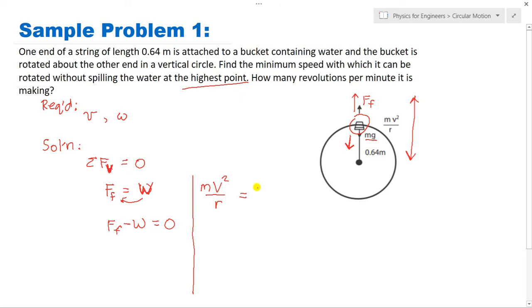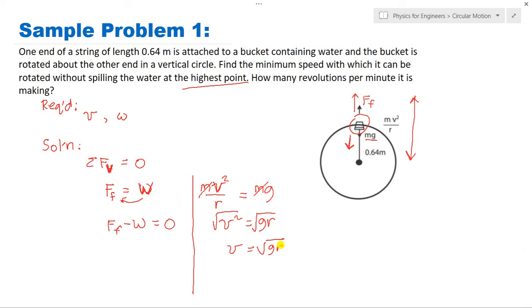What is the weight of our water? It's just the product of your mass of water times the acceleration due to gravity. Since we have mass on both sides of the equation, we can cancel this one out. Since we're going to look for the velocity, what remains is v squared equals gr. Then take the square root of both sides. What's left is velocity equals the square root of the product of acceleration due to gravity times radius.